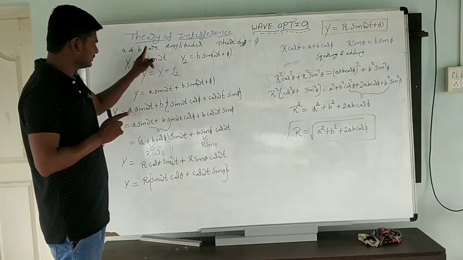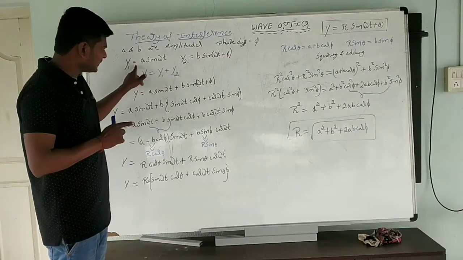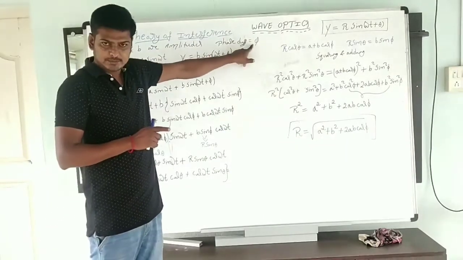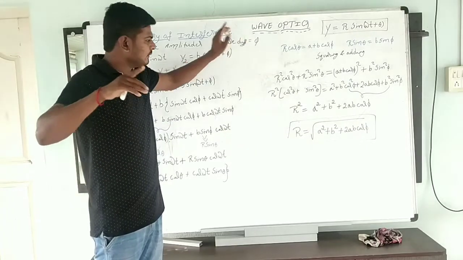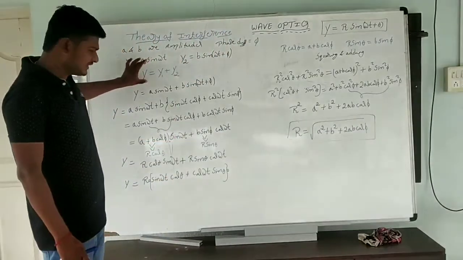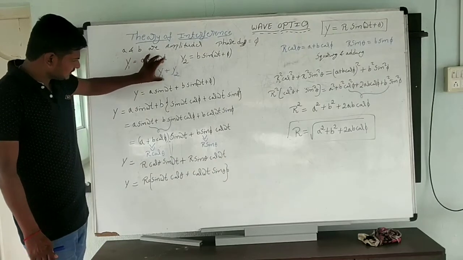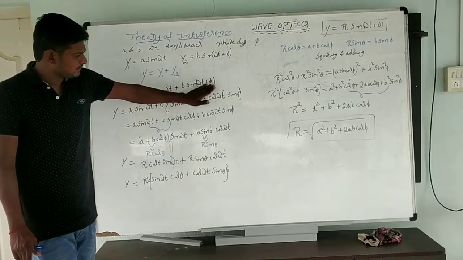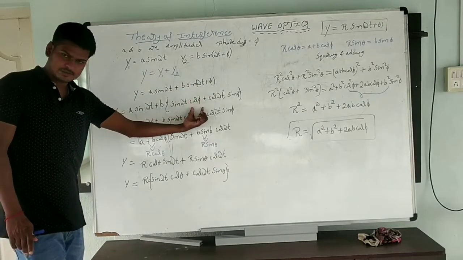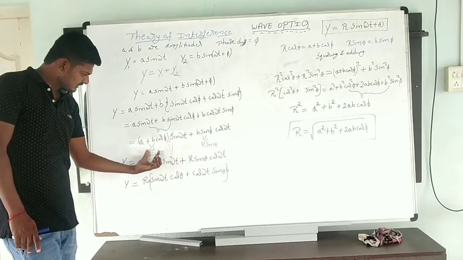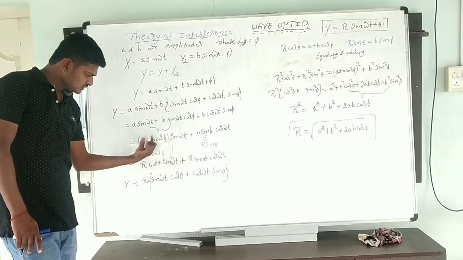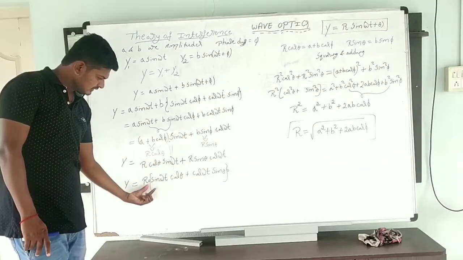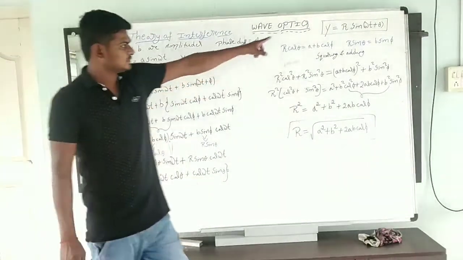Simple thing. I am going to take two waves having displacements y1 and y2, with amplitudes A and B, phase difference phi, the same frequency, and traveling in the same direction. When they interfere, the displacements of the two waves I am going to add: A sin omega t plus B sin(omega t plus phi). This one I am going to expand using the sin(A plus B) formula. Then I am going to take sin omega t common. The individual amplitudes I am going to write in terms of the resultant amplitude. Then I will get the resultant displacement.